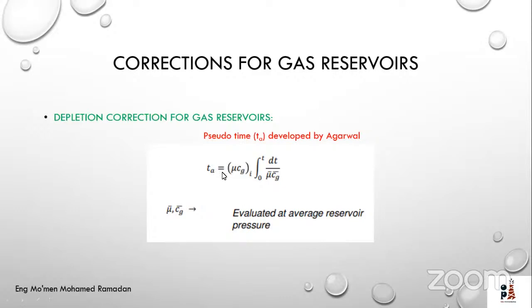So this is the equation of pseudo time here. The ta equals mu g at the initial reservoir pressure multiplied by the integration of 1 over mu Cg from 0 to t. But in the integration, mu and Cg are evaluated at the average reservoir pressure. Actually, guys, Agarwal introduced this equation with no analytical base. He reached this equation empirically: he solved and simulated many cases, and he saw that mathematically this equation is the best one that solves the problem of the gas reservoir in the matter of time.